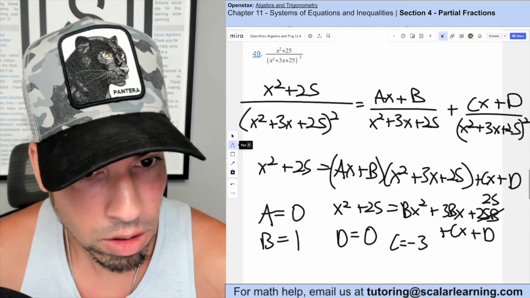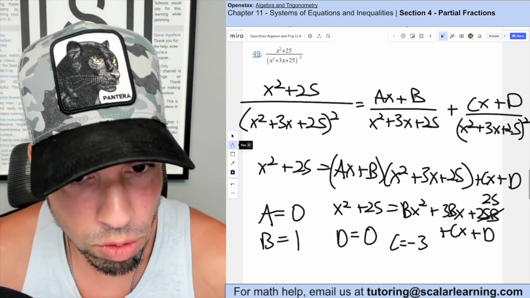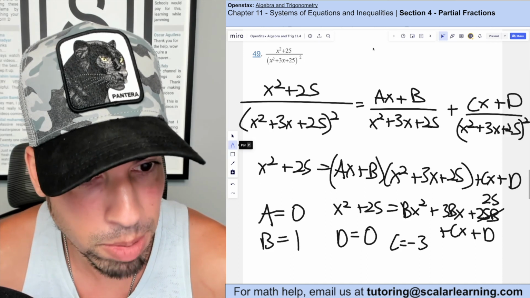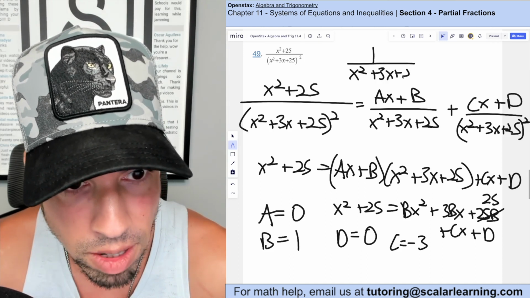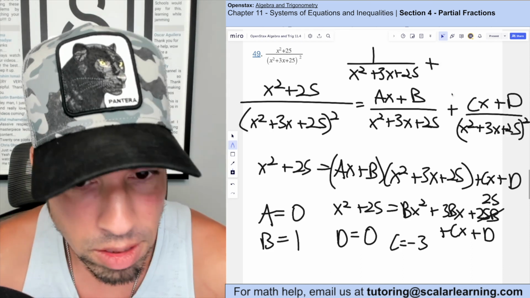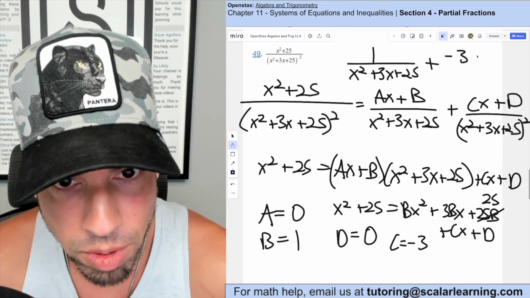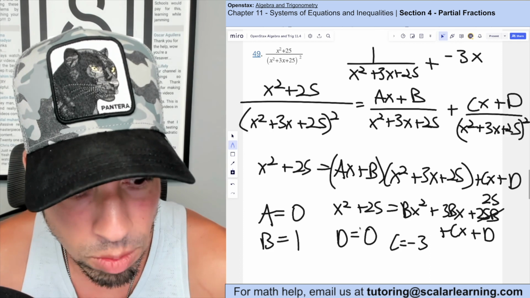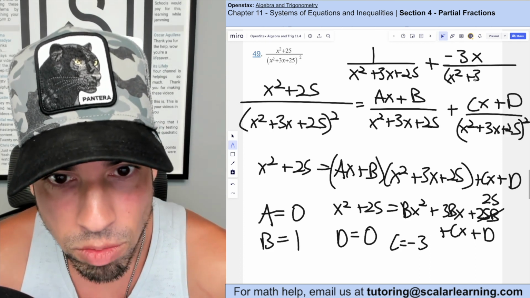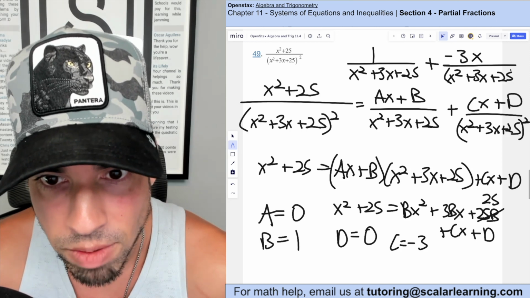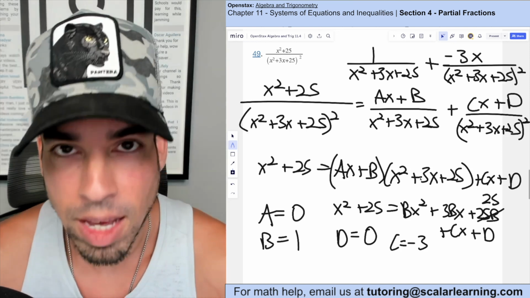Okay. Now we can write out our final answer, a being 0, plug and chug. So 0x plus b, which is 1. So that's 1 over x squared plus 3x plus 25. And then plus c, which is -3 times x plus d, which is 0, over that denominator, x squared plus 3x plus 25, and this whole thing squared. And that's how you do it.